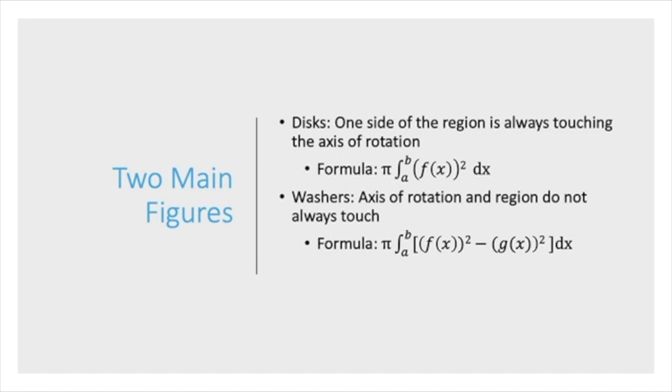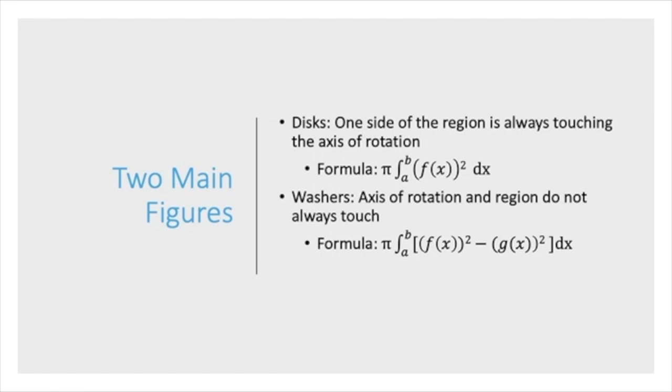On the other hand, you also have washers. Washers occur when the figure is not always touching the axis of rotation. So this could happen when it just touches at a certain point or diverges off after a certain point. And so you have this sort of hollow area in the center of the figure, so it becomes a washer.